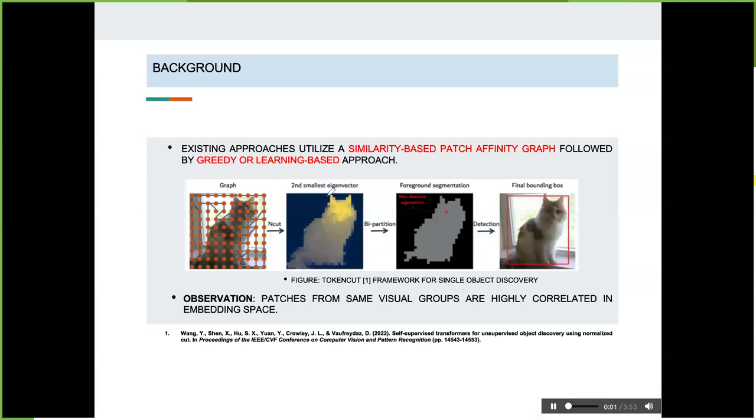The existing approach for similar tasks creates a similarity-based patch affinity graph with patch embeddings and takes a greedy or learning approach. For example, TokenCut utilizes normalized cut with the patch affinity graph to separate foreground and background patches. We observe that patch embeddings from the same visual group are highly correlated.